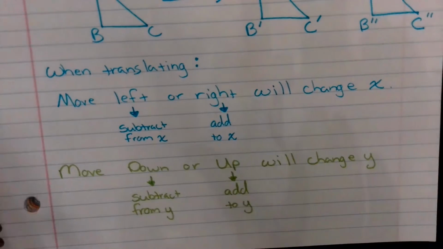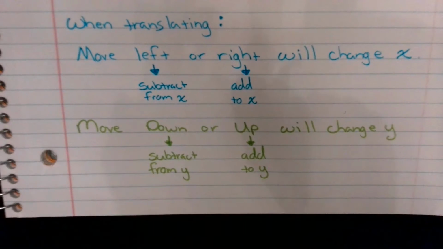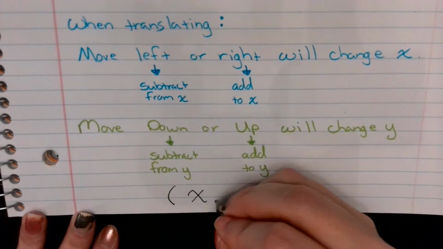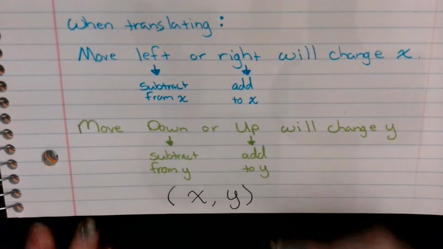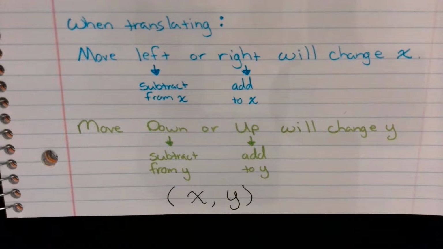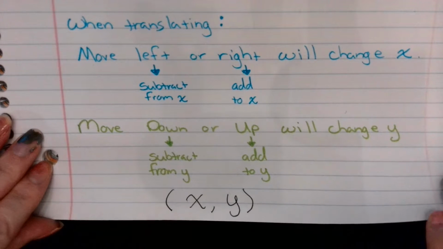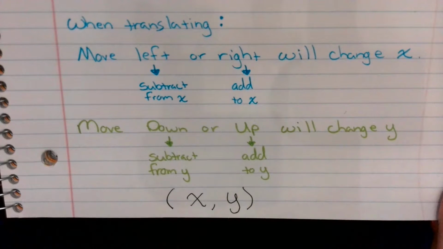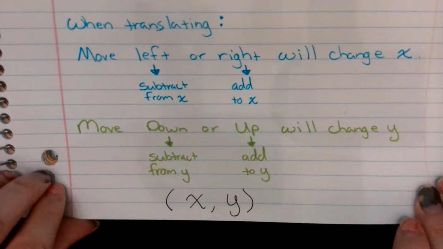And in case you've forgotten the order, points are always written as X, Y. That's the order that we write our points. So again, X tells us which direction we're going, left and right. Y tells us what direction we're going, up and down. Okay, let's go on to the next page. And you can pause the video at any time if you need to keep up and copy, or you can go backwards through the video. It's perfectly fine.